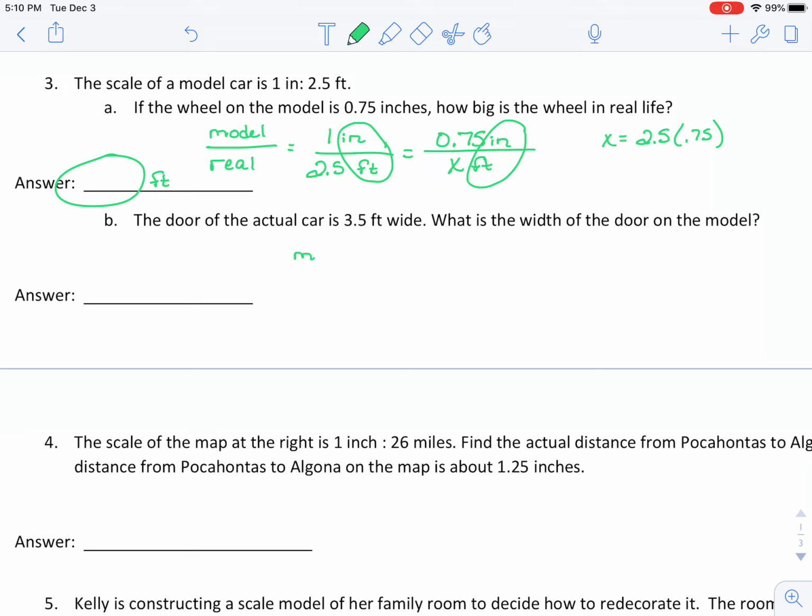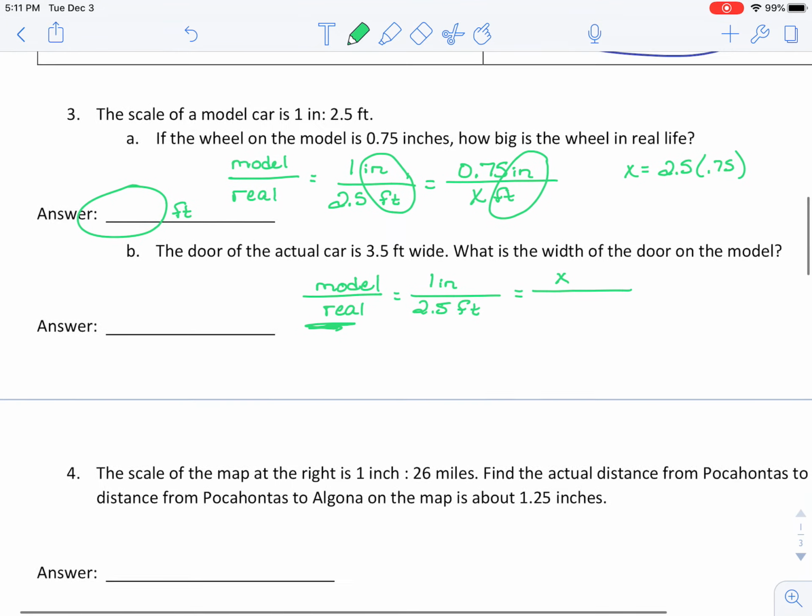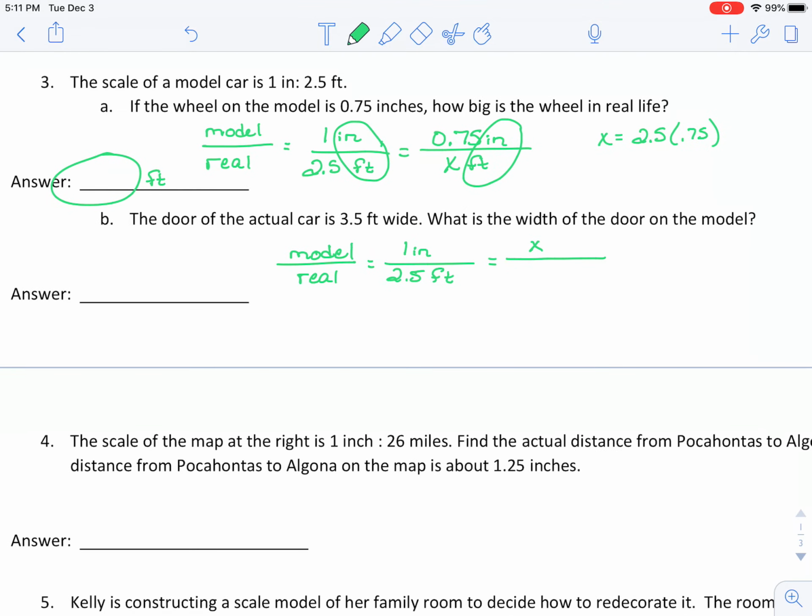We're going to do the same process again for this problem. I'll probably not be able to do the whole thing again because, again, I don't have a calculator. However, I'm sticking with that order of model to real because this was the initial information. I'm going to keep putting the model 1 inch over the real life 2.5 feet because I'm trying to find the width on a model. I don't know this model width. The actual door, the real life door, I know that. So I'm going to put the real life measurement of 3.5 feet here.